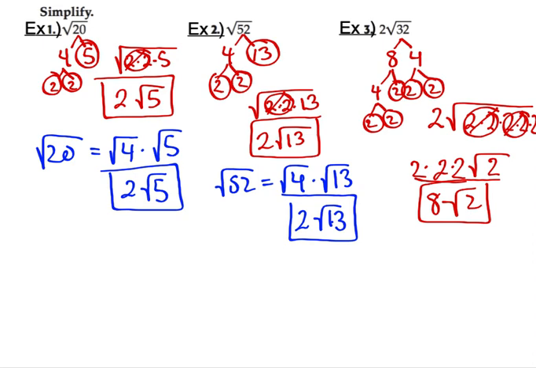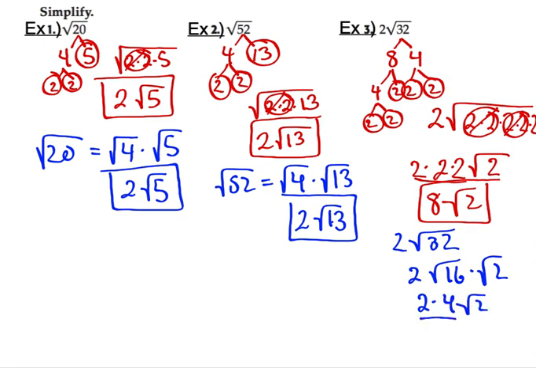Now for method 2. For 2 square roots of 32, 32 is 16 times 2, 16 being a perfect square. So this is 2 times 4 times the square root of 2. I remultiply the whole numbers together, and I get 8 square roots of 2.